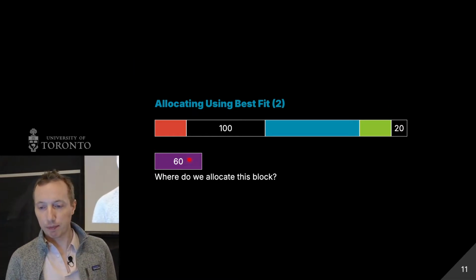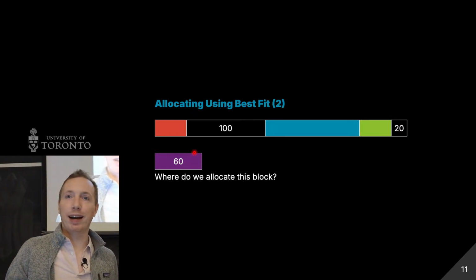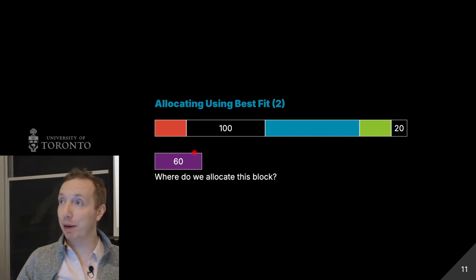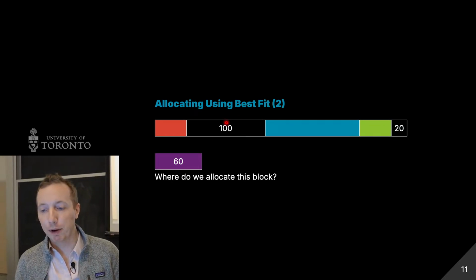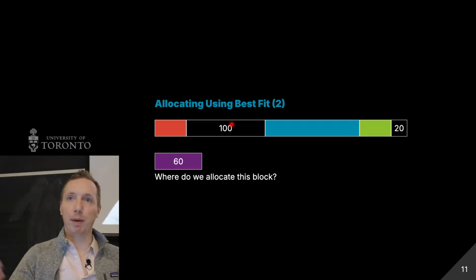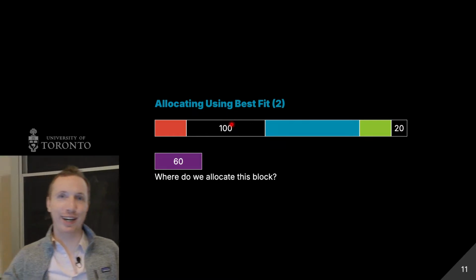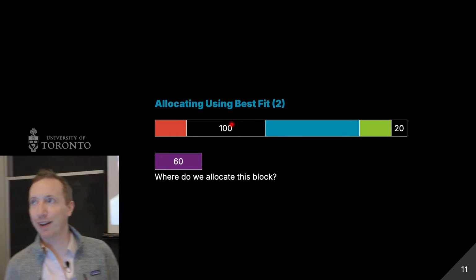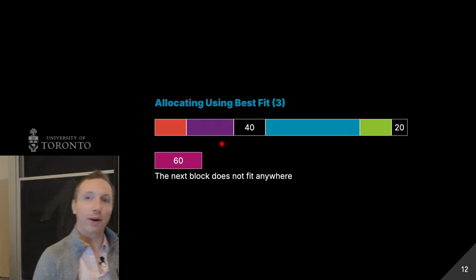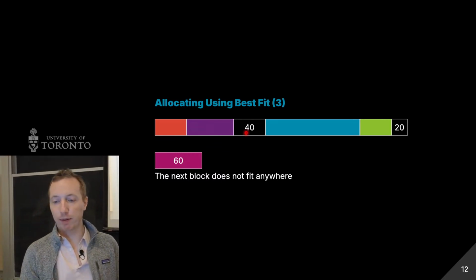Then I have this purple allocation. Where can I put that? In the 100, right? I can't put in the 20, it's not big enough. So I put in the 100 and I split it off. What is the remaining space after the allocation, the 100 block? 40, right? Simple math. Like I said, you don't really need a calculator for this course. So put the allocation there. Now we have 40 bytes left over.